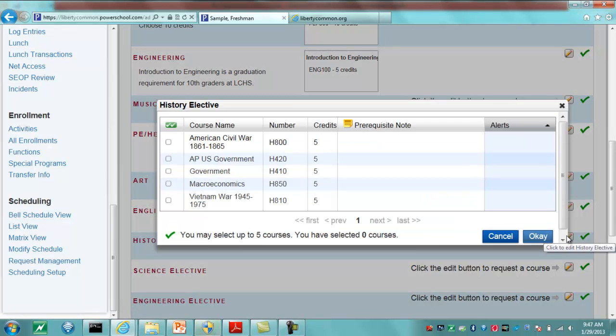History electives. Similar to English, we have some history electives that you can take on top of your required history course. You have the Civil War, a macroeconomics class, as well as Vietnam War, and then you have government and AP government. Now AP government is not a class that I would recommend for sophomores unless you have already taken government as a 9th grader, or you plan to take government in 10th grade and AP government during the 2nd semester. It is a very rigorous course, generally would be a senior year course. But if you've already taken government, that would be an option for you.